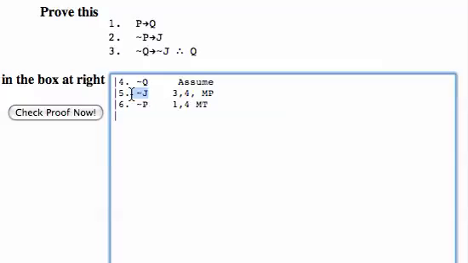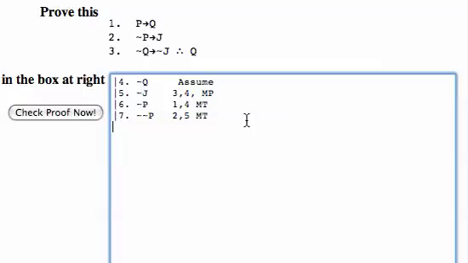Now that we've got not J here in line 5, we could use that with this as a modus tollens and say not P, right? Because we negated the consequent here. That means we can negate the antecedent. The negation of not P is not P. Alright, so from lines 2 and 5, modus tollens.